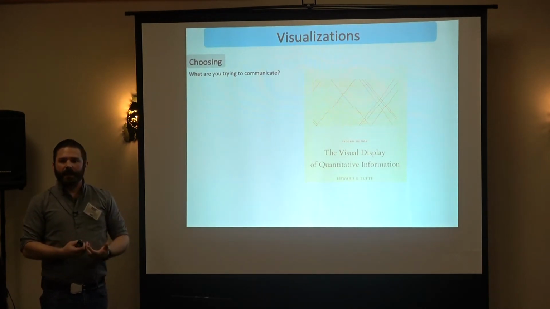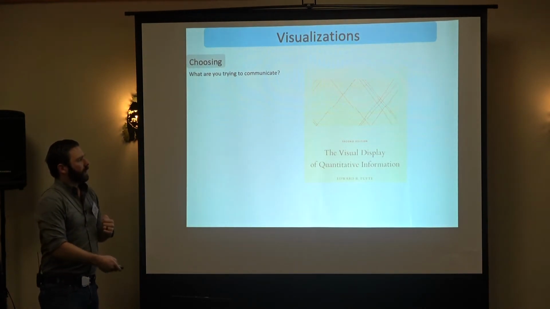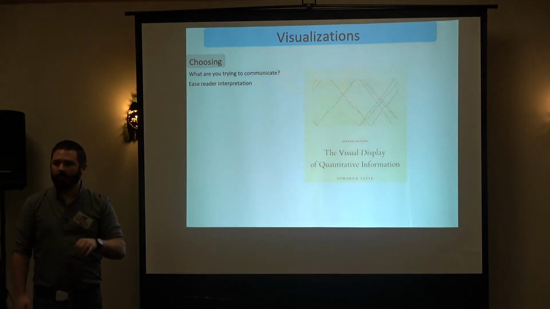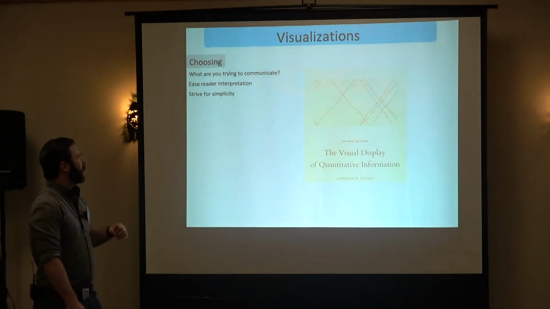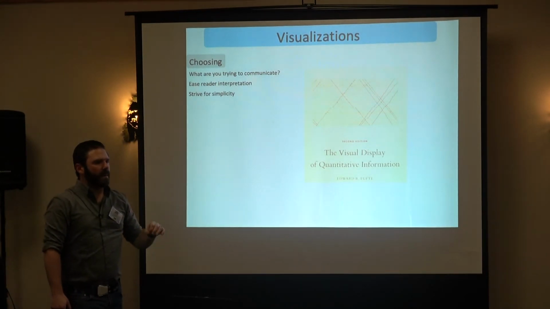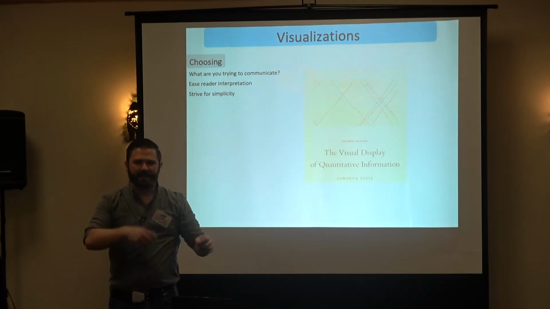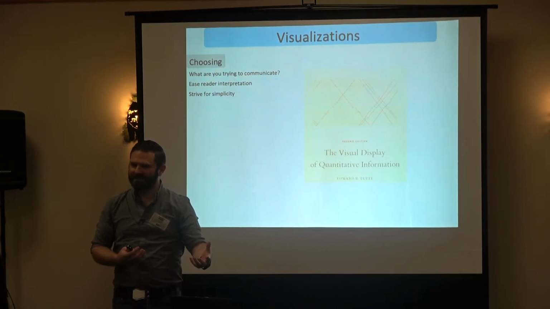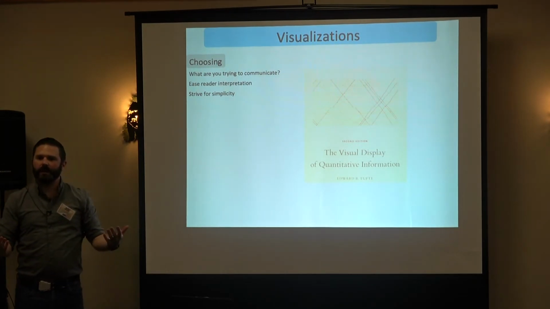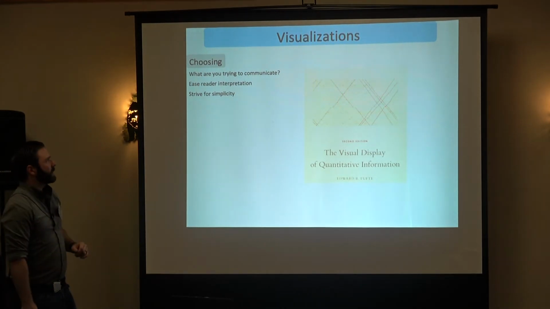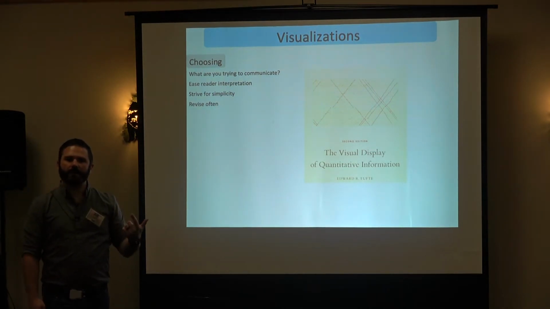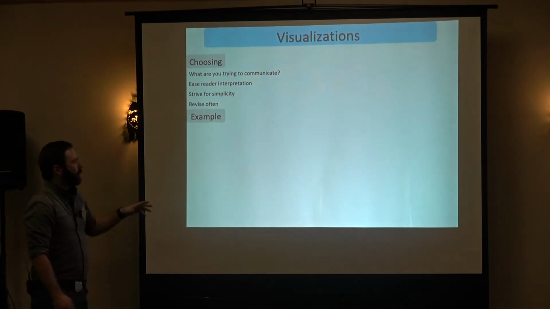A couple different takeaway messages from a source such as this one is attempt to ease reader communication. Strive for simplicity if at all possible. What does that mean? Maximize the ink to information ratio. So you can try to use little ink to represent lots of different information so that visually it remains simple. And then iterate and revise often on these things. So let me give you an example of this.